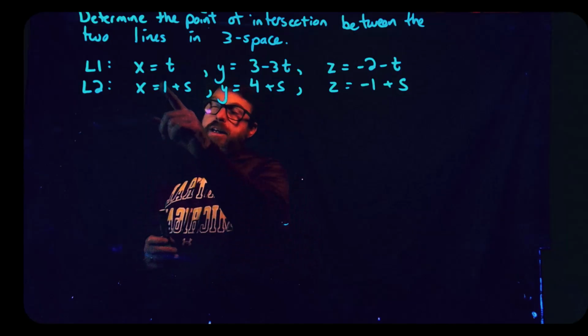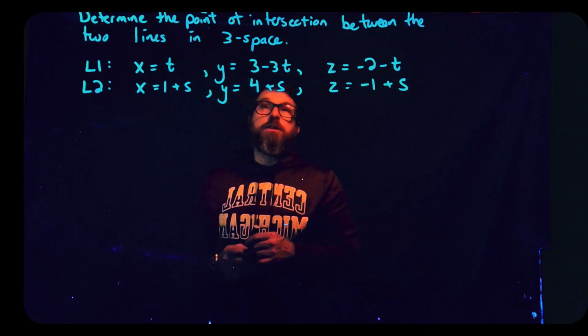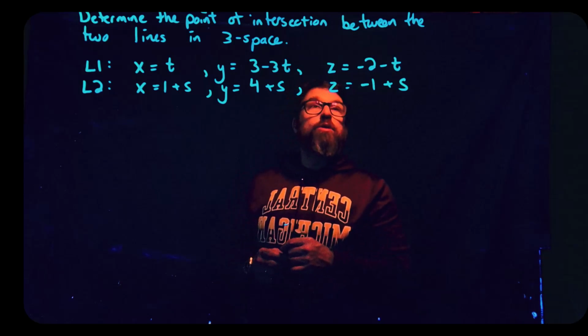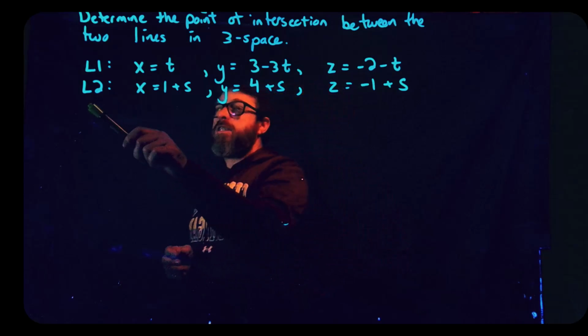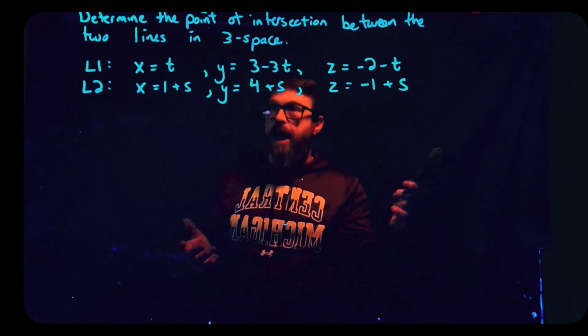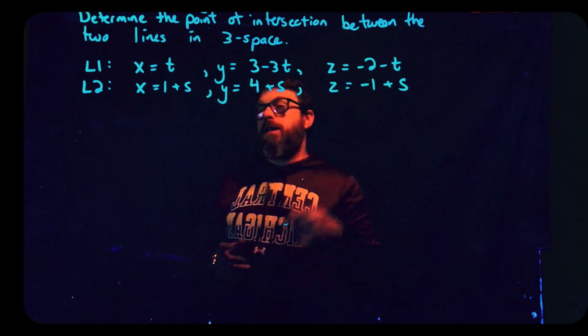Line 1 is given by x is equal to t, y is equal to 3 minus 3t, and z is equal to negative 2 minus t. And then the second line is going to be given in terms of s. So your x, y, and z in terms of s.